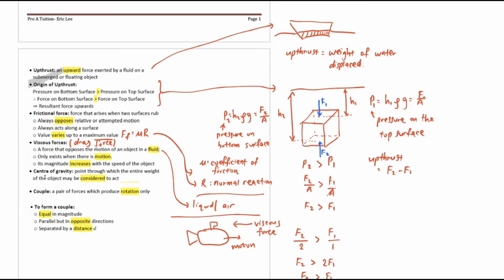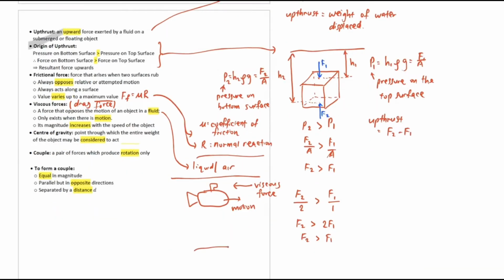And then we have the center of gravity. Center of gravity is not a type of force. This is just to explain to us where the center of gravity of an object is. So for example, if you have a regular object like a cube, then the center of mass is basically at the center of the object, somewhere around here. Center of mass. Okay. Center of gravity.